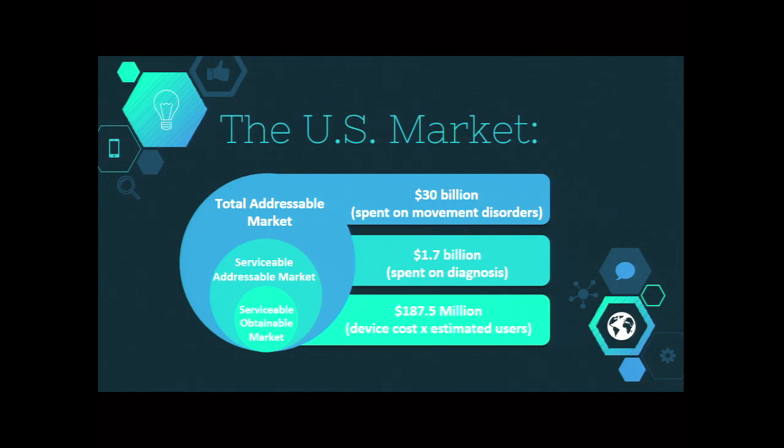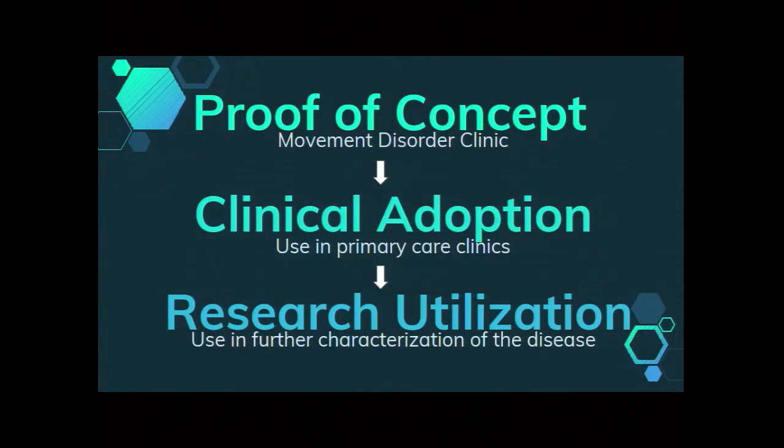This figure was estimated by multiplying the device cost and the profit per device times the number of estimated users, or the number of primary care physicians in the United States. Moving forward with this, we are currently in the proof of concept stage. We're collaborating with our clinical partners to ensure that our device is capable of distinguishing between these diseases.